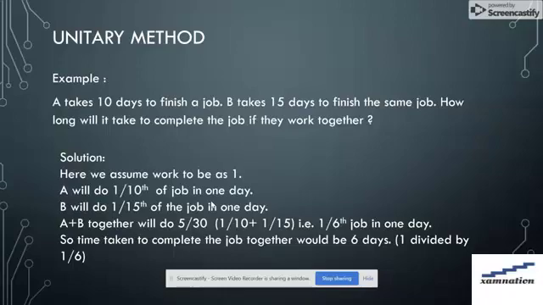The long way is 1 divided by 1 upon 6. We use this when the fraction of work completed in 1 day is a different fraction, like it might be 2 upon 3 or 3 upon 5. Then also we can do the reciprocal and the answer will come in fraction form, like if it is 2 upon 3, it will come down to 1 upon 2 upon 3, that is 3 upon 2.